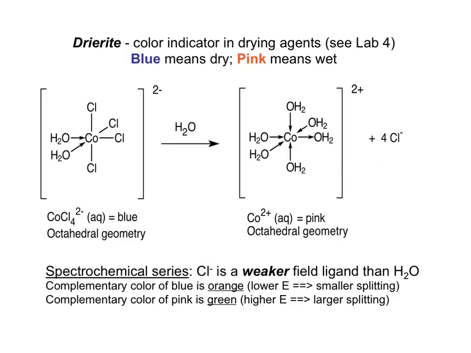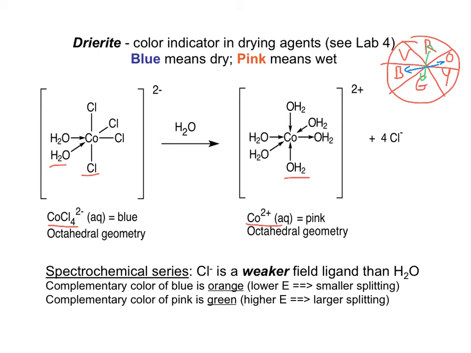We looked at the cobalt color indicator in dry-rite earlier in this video. In cobalt tetrachloride, the ligands are water and chloride. In cobalt 2+ aqueous, the ligands are water only. Cobalt tetrachloride is blue. That means that compound absorbs orange, its complementary color. Remember the color wheel. Cobalt 2+ aqueous is pink. That means that compound absorbs green.